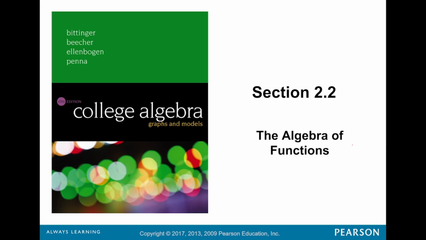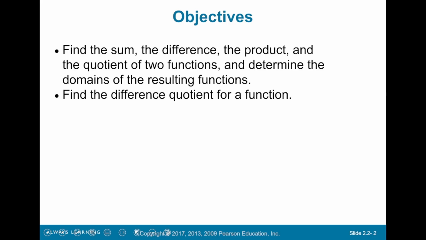Today we are covering section 2.2, the algebra of functions. Here are our objectives: to find the sum, the difference, the product, and the quotient of two functions, determine their domains, and then also figure out the difference quotient for a function.